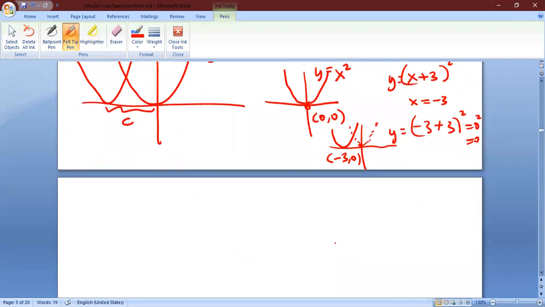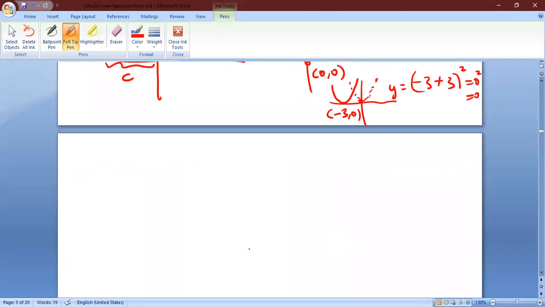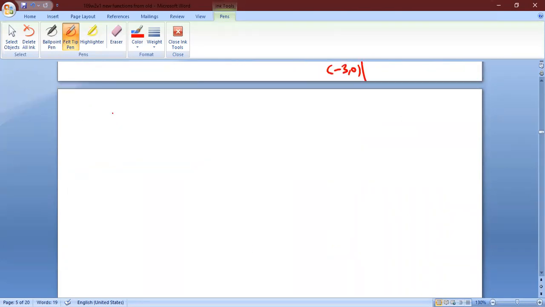Okay, similar to this, we can have stretchings and reflections. So this is multiplying by a constant, by the way.